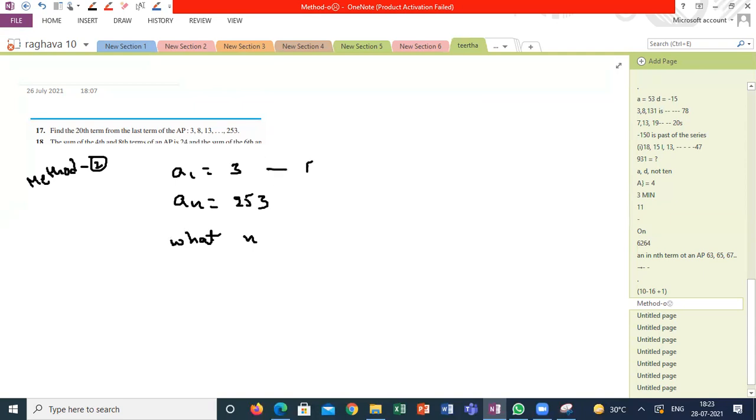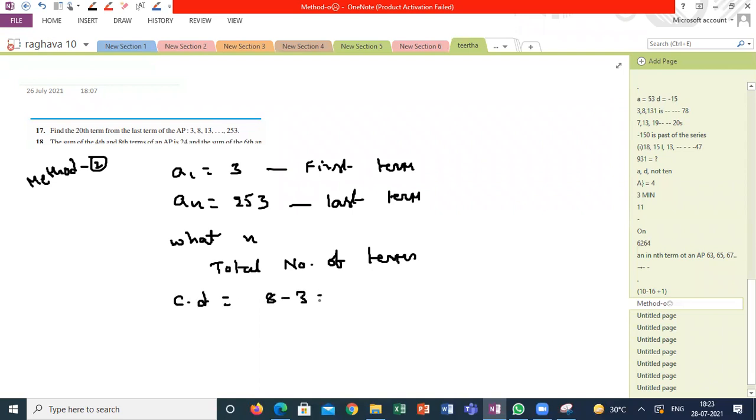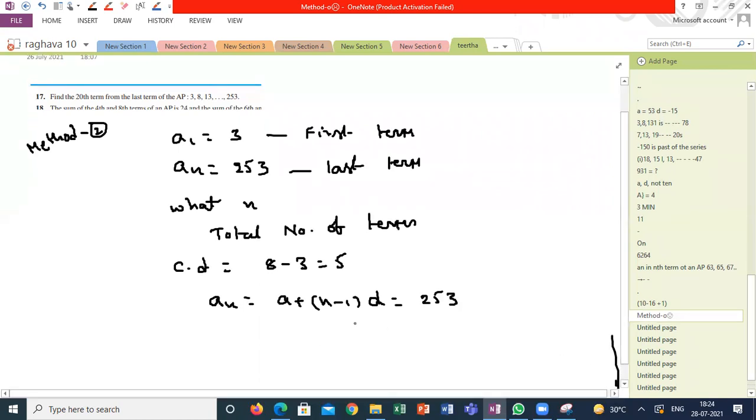This is the first term. This is the last term. What is the n value? What is the total number of terms? How to calculate the total number of terms? First of all, you have to calculate the common difference. The common difference is 8 minus 3, that is 5. So an is equal to a plus n minus 1 into d, that is equal to 253. So using this formula, I can calculate the n value.